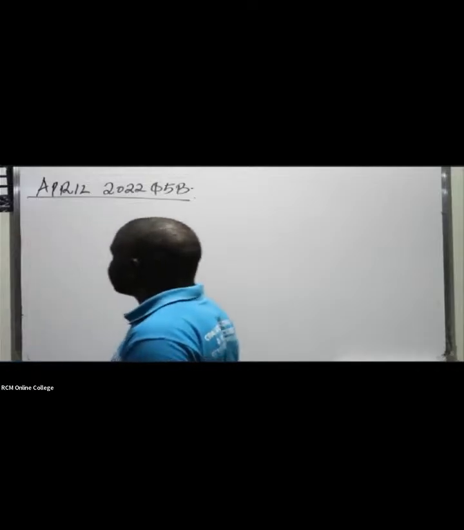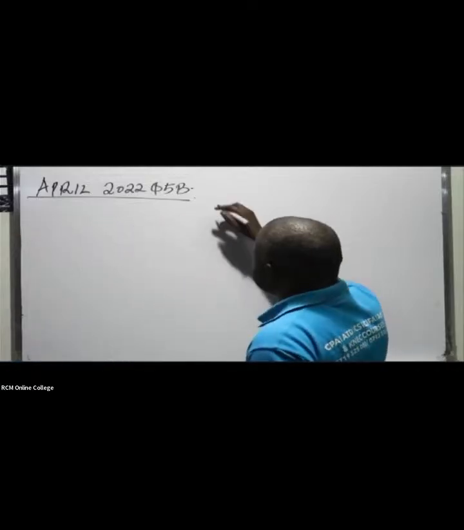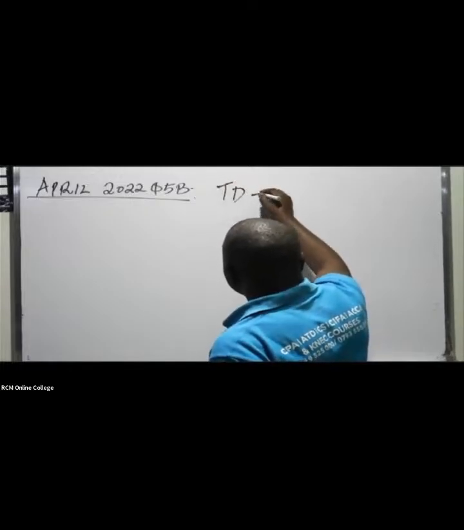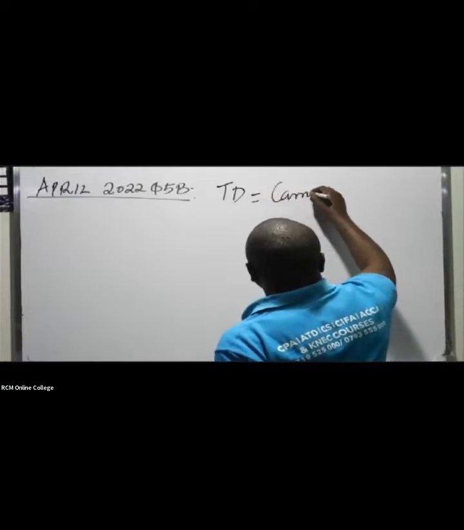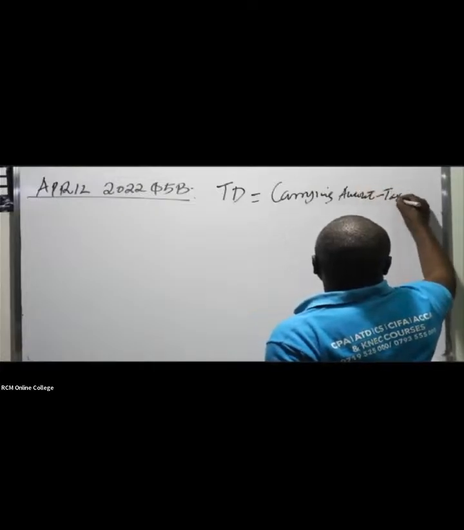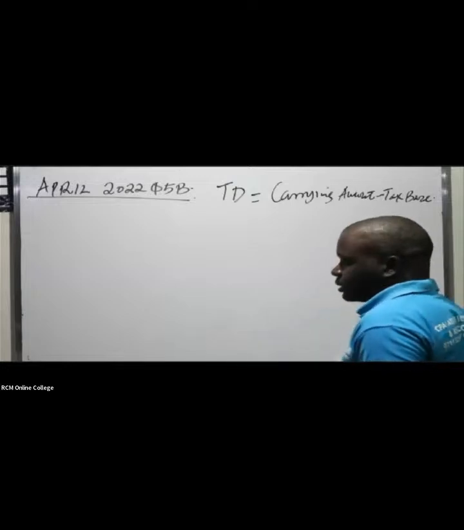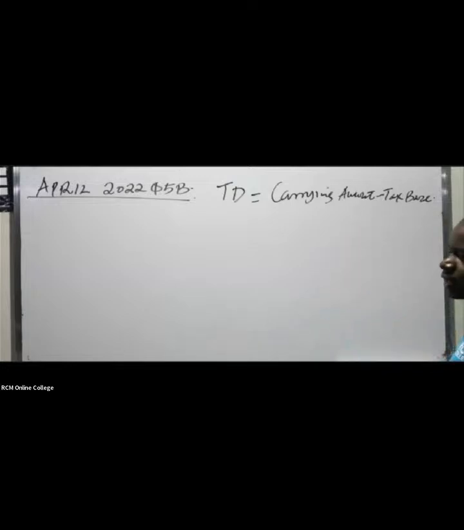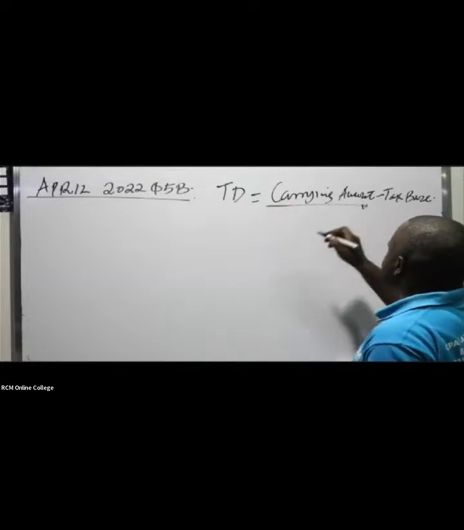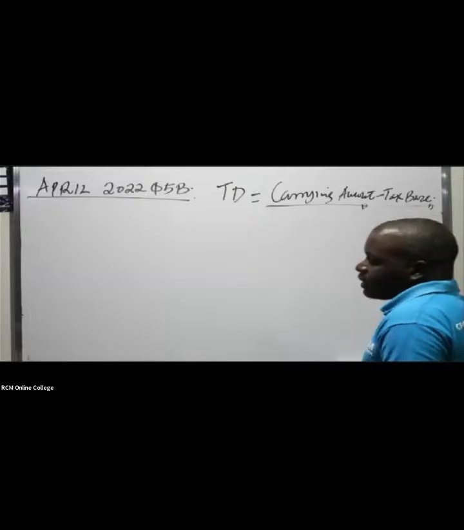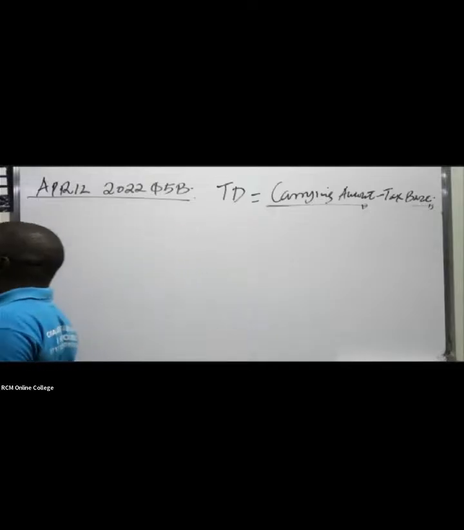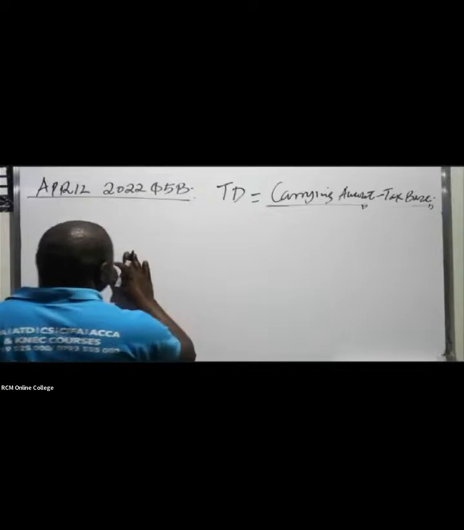So in this case, we've already been able to say that when we talk about temporary differences, you need to write this: temporary differences is equal to the carrying amount minus the tax base. The carrying amount is what is being presented in the financials. The tax base is what the taxman would consider when coming up with the taxable profits.